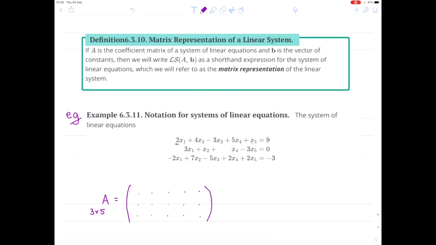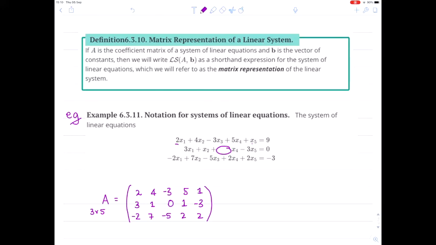And now I'm going to write down the coefficients. So my first row, first column coefficient is 2. Then we've got 4, minus 3, 5, and 1. Moving on to the second row, we've got 3, 1. Now notice we don't have an x3 term in the second equation, which means the coefficient of x3 is 0. Our coefficient of x4 is 1, and x5 is minus 3. And then for our final row, we've got 2, 7, minus 5, 2, 2. So this is our coefficient matrix.